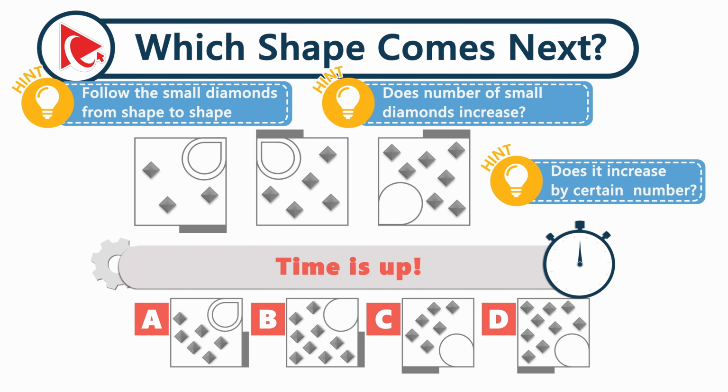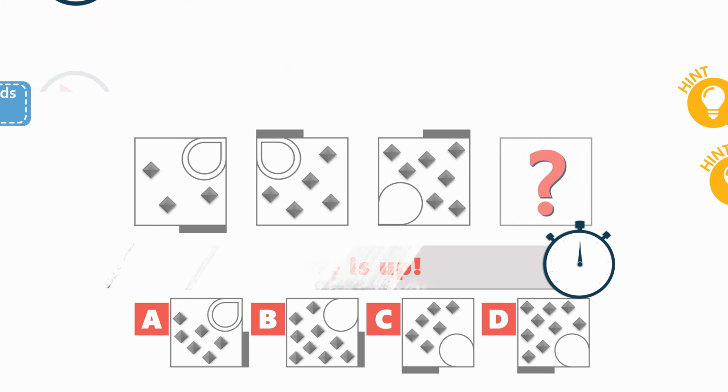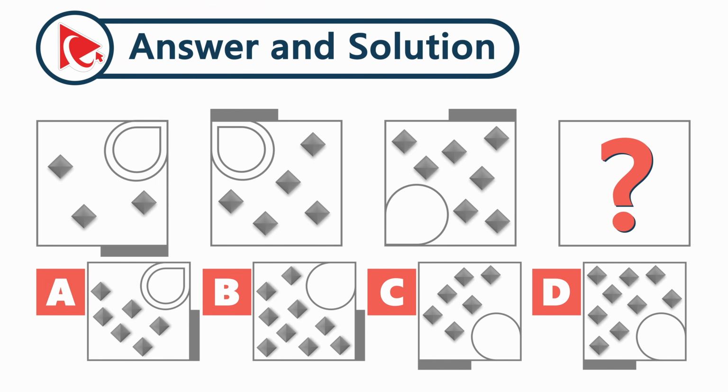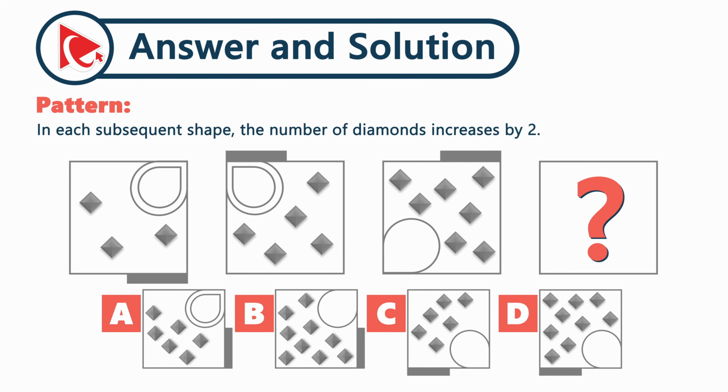Time's up. Do you have your answer ready? I'm pretty sure, being the smart individual as you are, you've detected the pattern. And there are actually 3 patterns here. Let's start with the first one, probably the simplest in this question. Take a close look at the diamonds. You see that the number of diamonds increases by 2 in every subsequent shape.